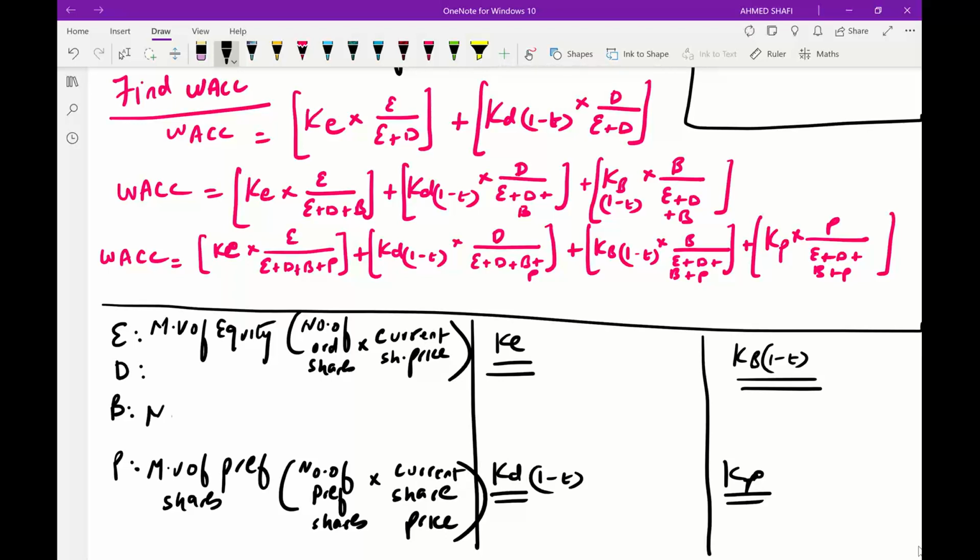B is the market value of bank loan, and D is the market value of debt. So E is the market value of equity, D is the market value of debt, B is the market value of bank loan, P is the market value of preference shares. Okay, I have told you how to find E and how to find B. I will tell you during the question how do you get D and B. Okay.